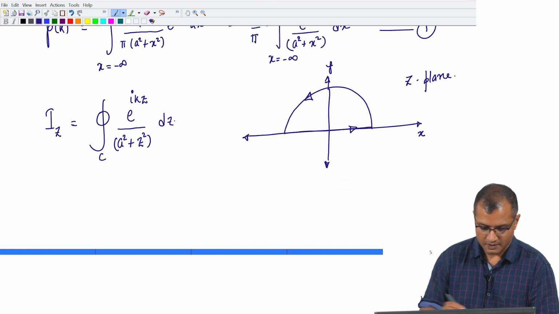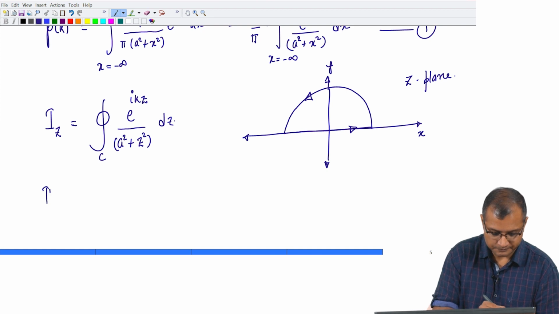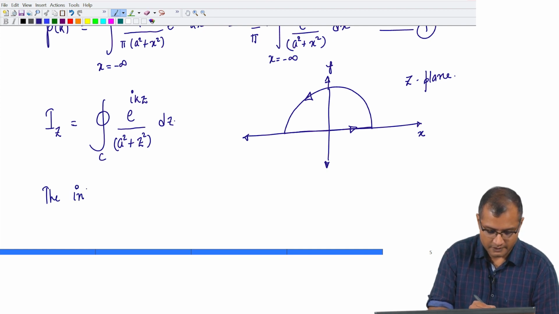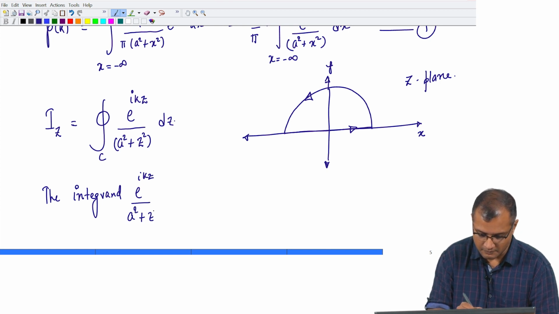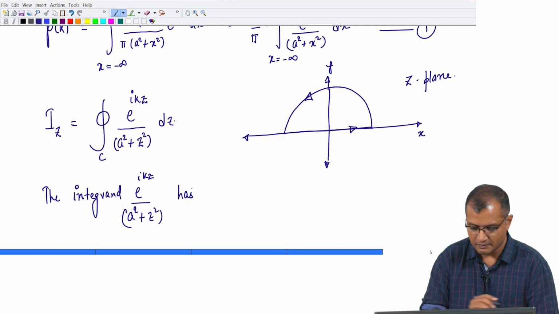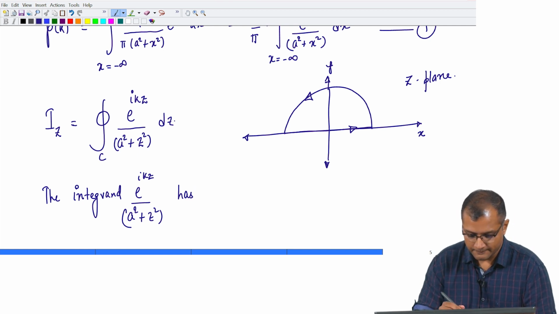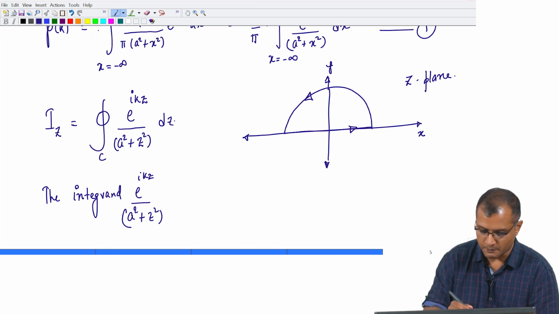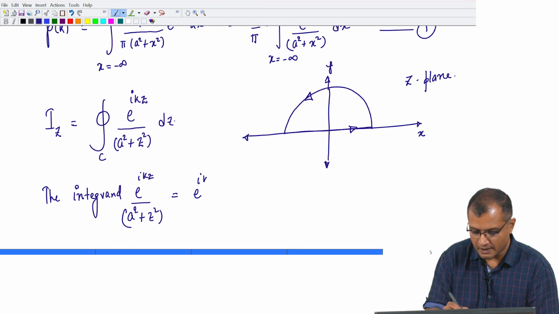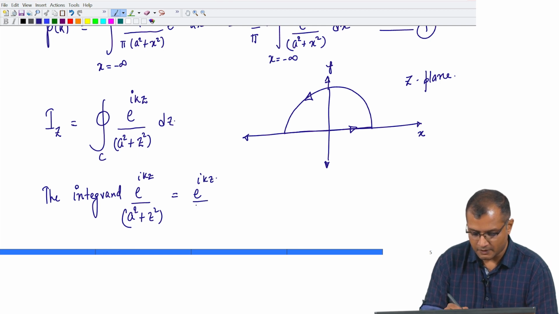So, the function has the integrand. I can rewrite this integrand to basically expose its poles. It can be written as e raised to i k z upon z plus i a into z minus i a.